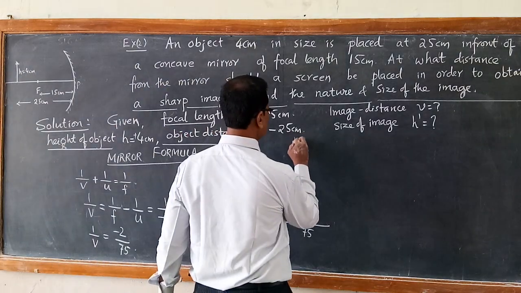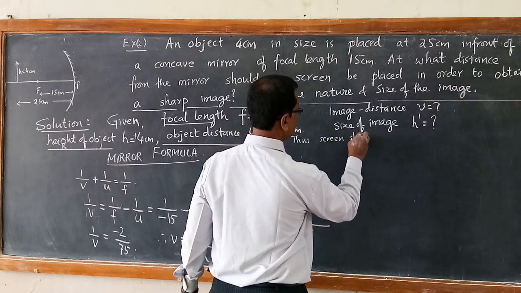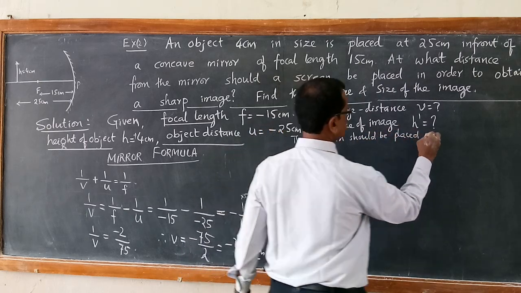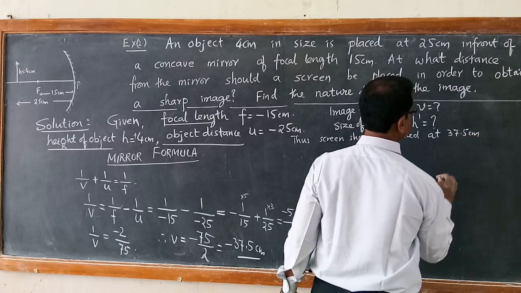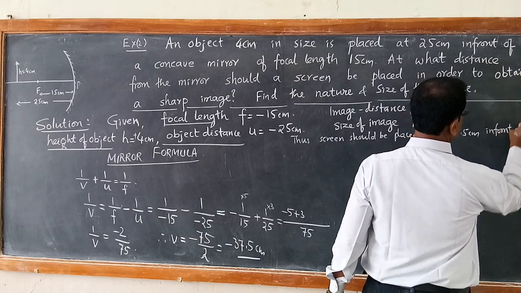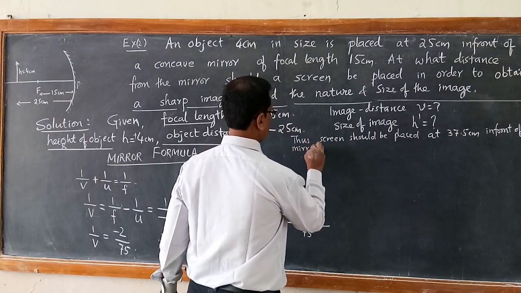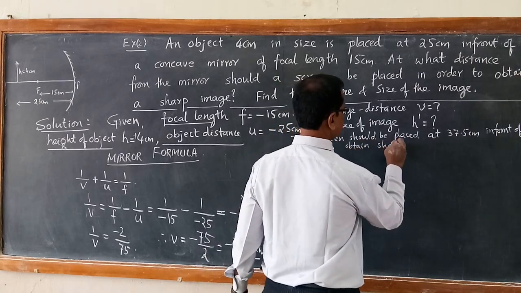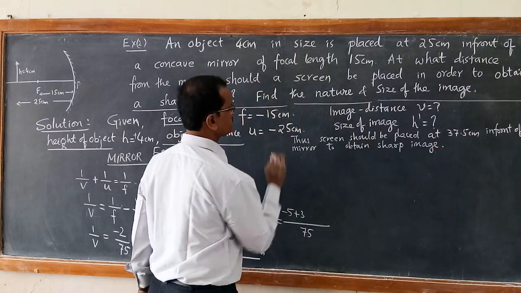Thus the screen should be placed at 37.5 centimeter in front of the mirror to obtain a sharp image. So this is the first part of the problem.